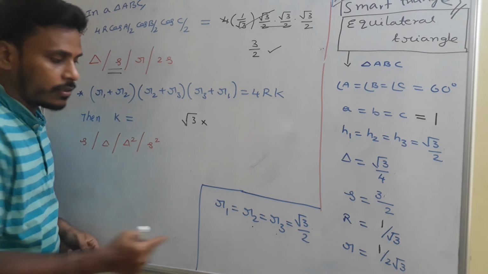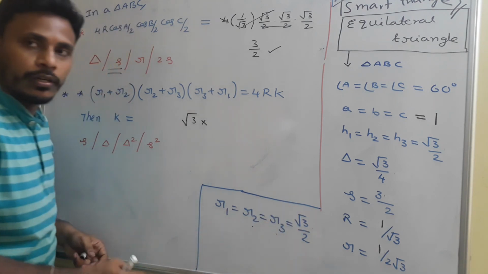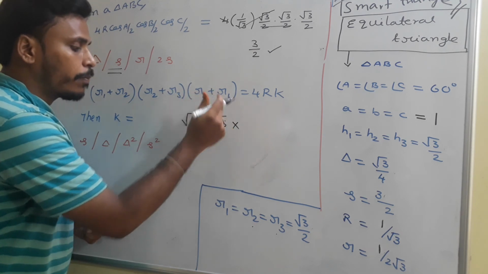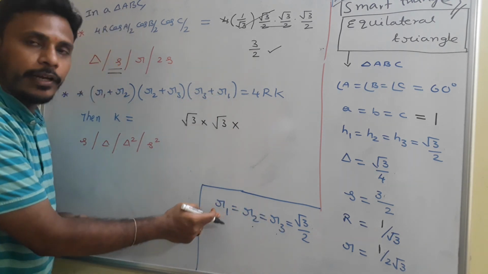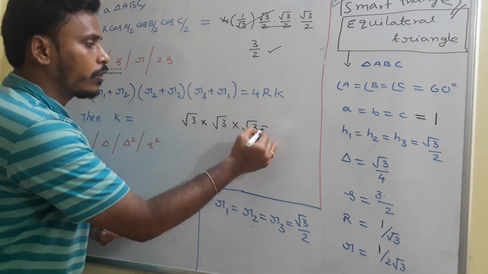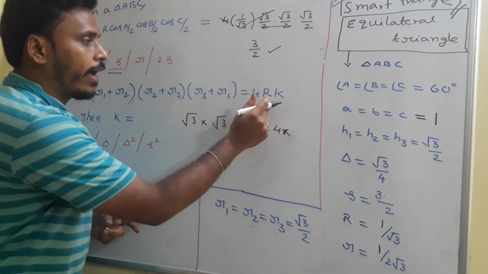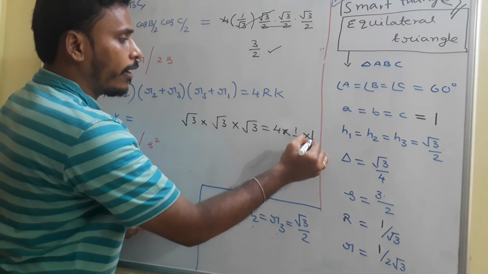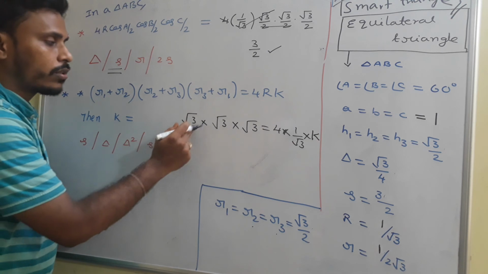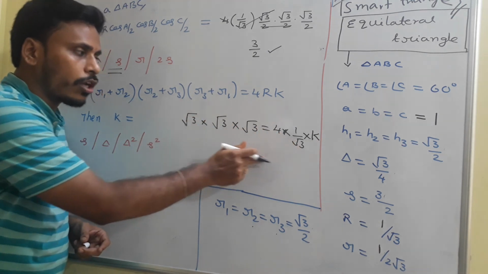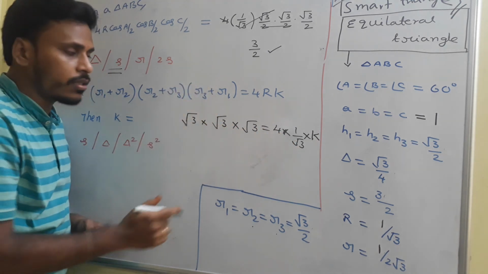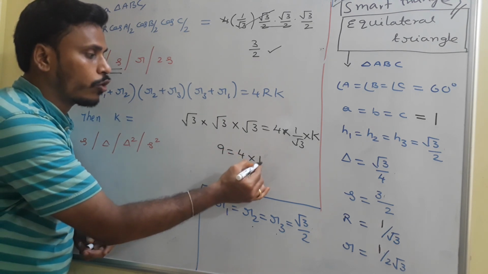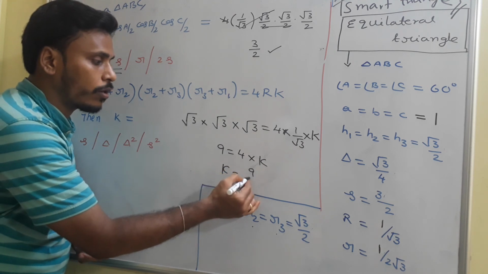Again R2 plus R3. R2 and R3 are also root 3 by 2 only. If you add two terms, again it is root 3. Into R3 plus R1. Again root 3 by 2, root 3 by 2. Again it is root 3. Is equals to 4 into R value. What is R value? 1 by root 3, into K. That K we need to find. Root 3, root 3, root 3. This root 3 also comes this side. 4 root 3's. So the value is what? 9. 9 is equals to 4 into K, and that K is equals to 9 by 4.